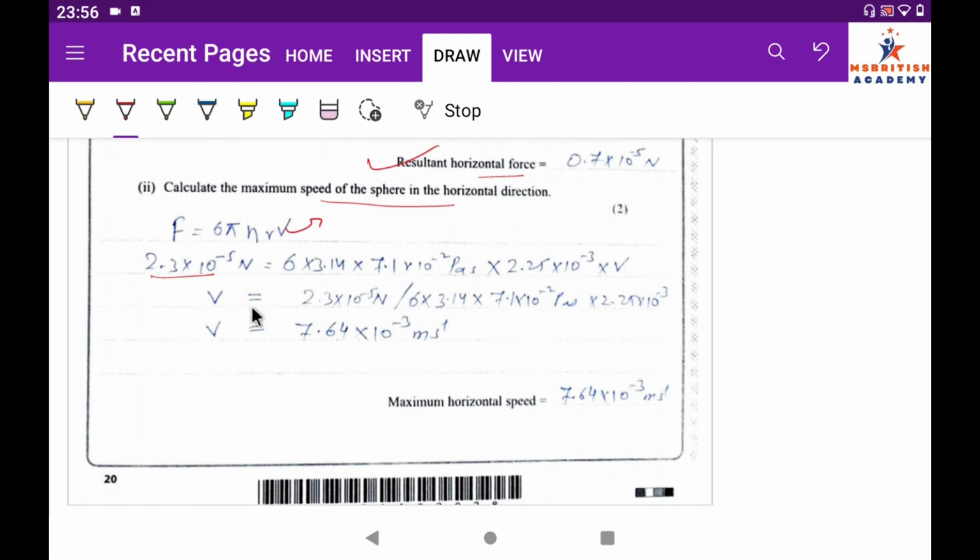So at the moment of maximum velocity, whatever force we applied is exactly equal to the drag force. So at that moment the maximum velocity can exist. So we can substitute these two, and after calculating we will get maximum velocity as 7.64 into 10 raised to minus 3 meter per second. Okay, or meter second inverse.